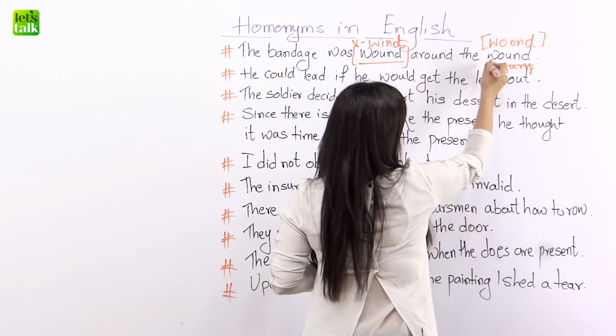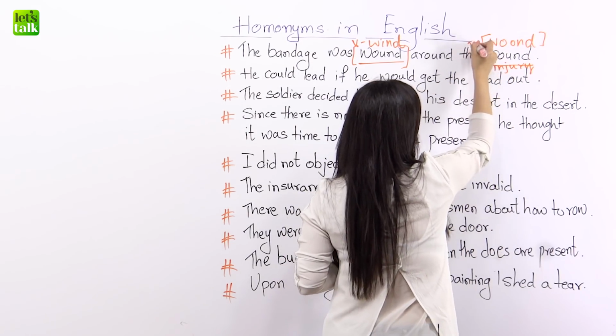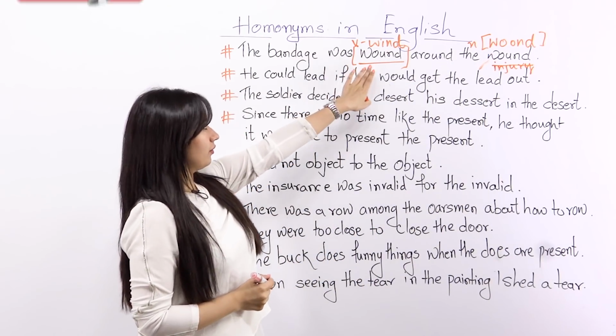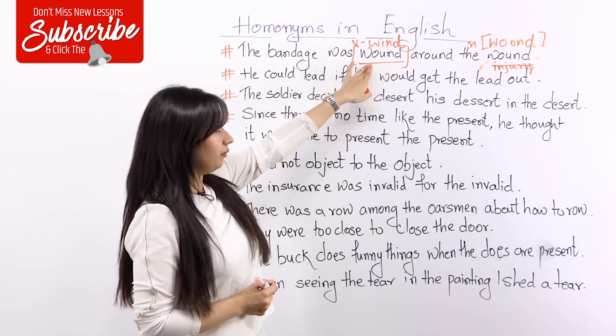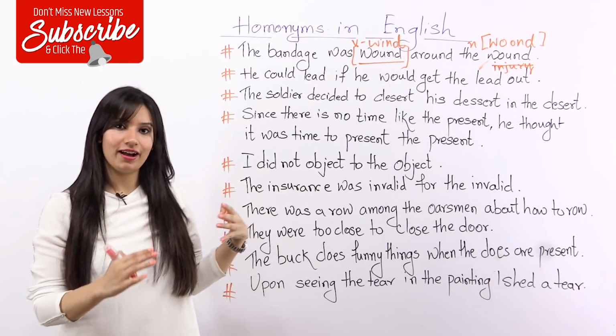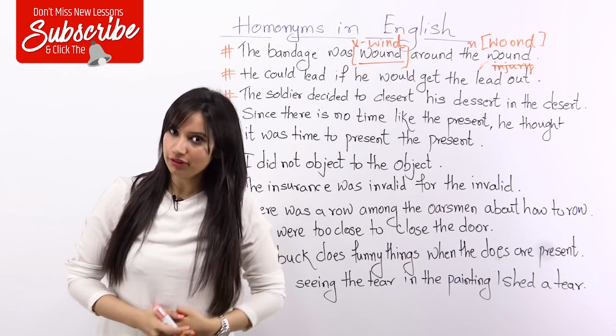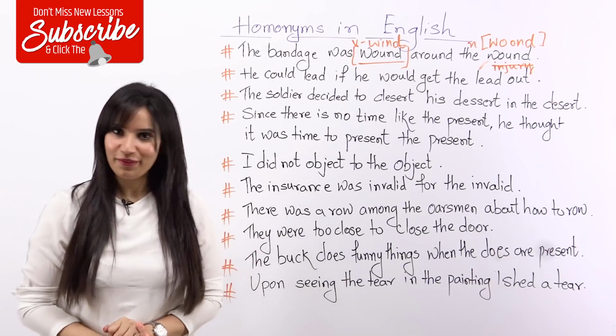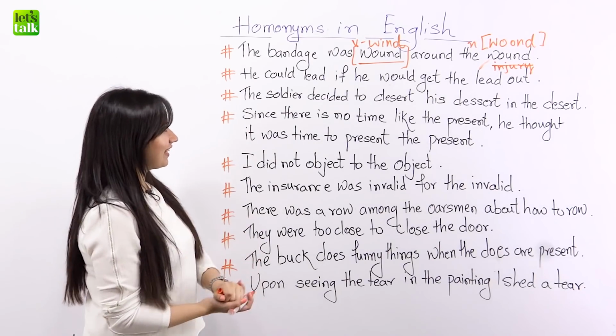Right. And wound is also a noun. So as you can see, this one here is a verb and this one is a noun, but they have the same spelling but different meanings and also different pronunciation. So be careful with their use, do not mix them up. Let's read the next sentence.